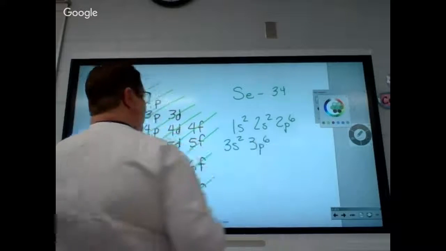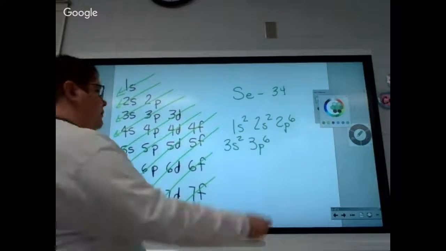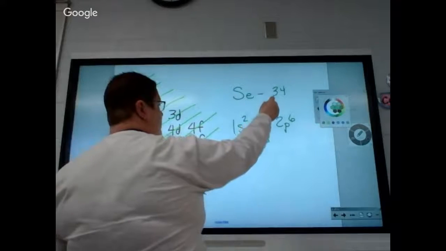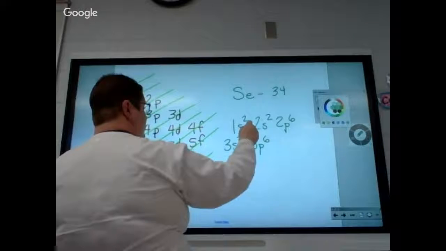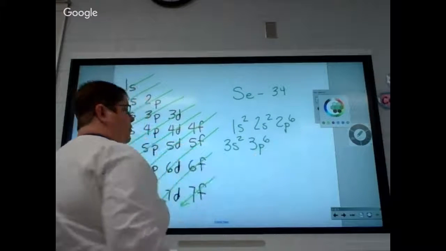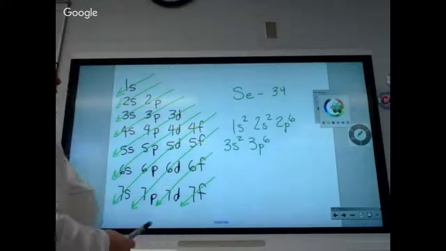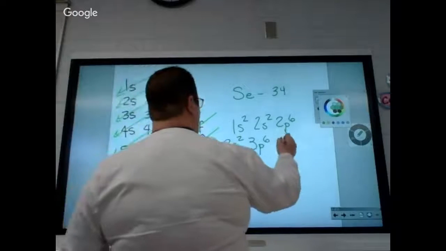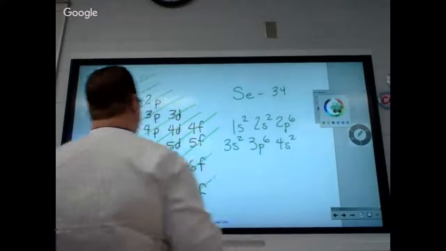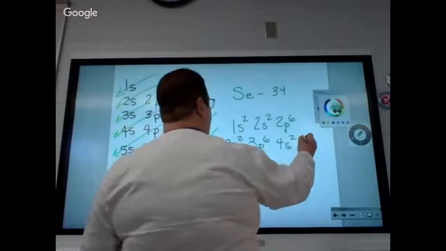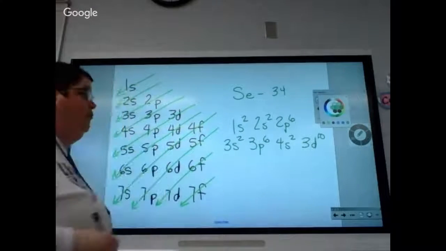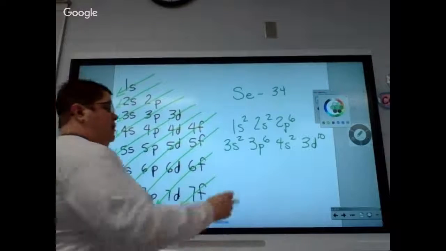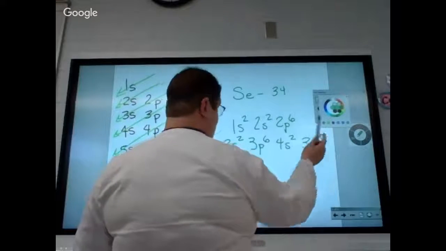All right, before we get crazy, let's count. Where are we at? 2 plus 2 is, plus 6 is, plus 2 is, plus 6 is. Not there. Let's keep going. What's after 3p? 4s can hold 2. Next? 3d can hold 10. Now, 4s2 is 20. So 20 plus, we're at 30.